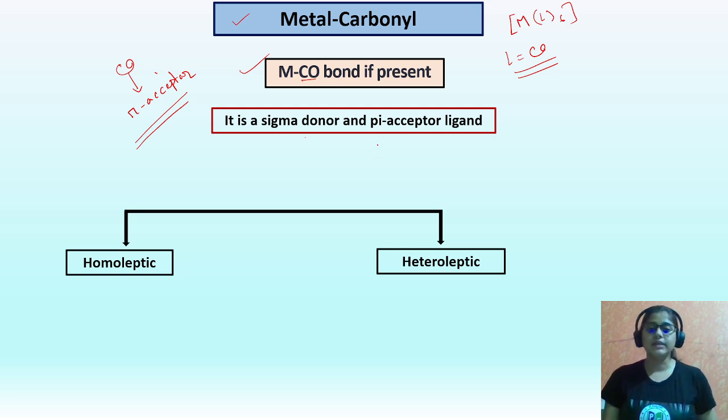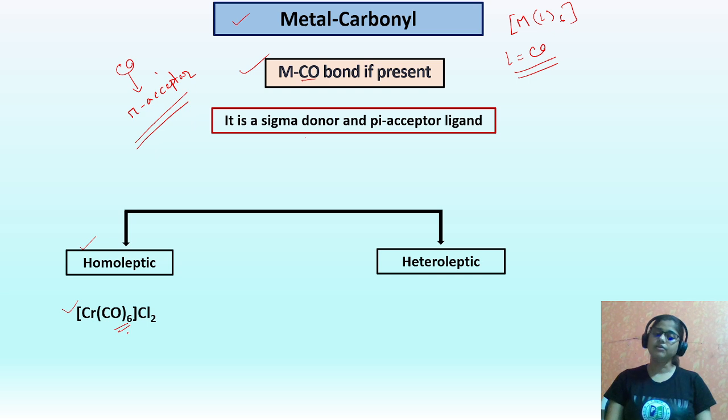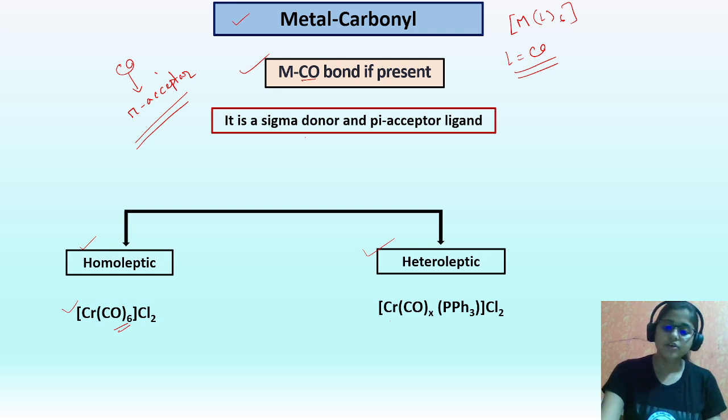Fine. So there are two kinds of metal carbonyl we can see: homoleptic and heteroleptic. With one example only, you can understand this fact: homoleptic means only carbonyl will be the ligand of that complex. Okay, then it will be called homoleptic. And heteroleptic means that among the six ligands, some of them are carbonyl, but there are other ligands also present. That time we will call it a heteroleptic metal carbonyl complex. Okay, so this is simple.